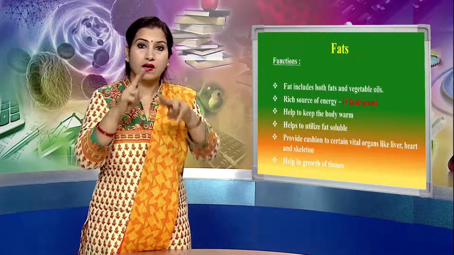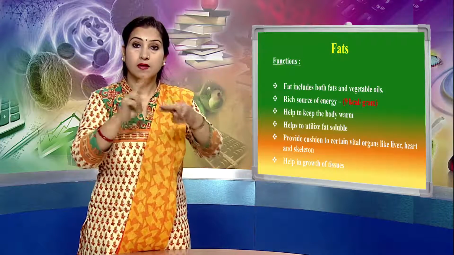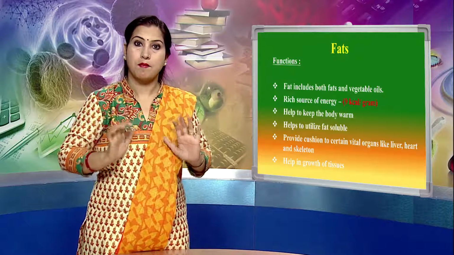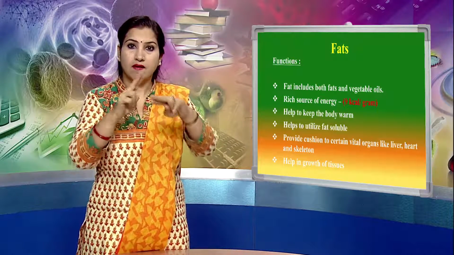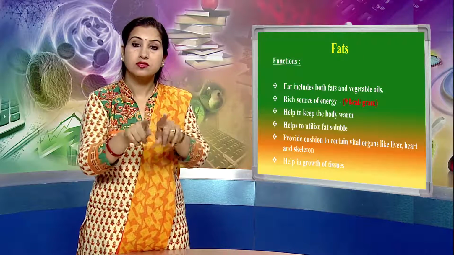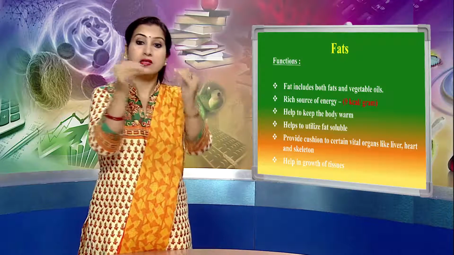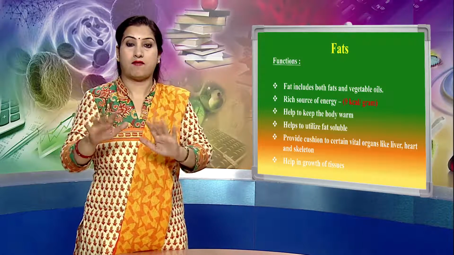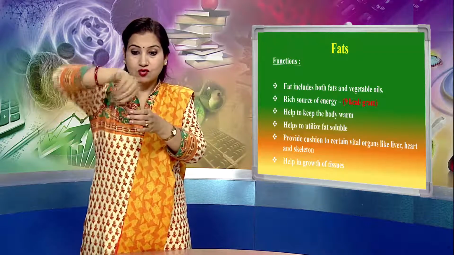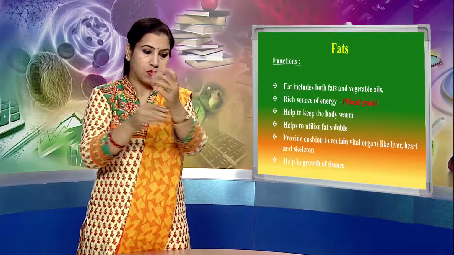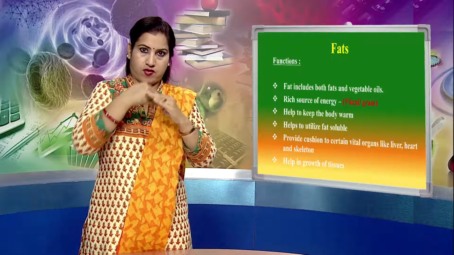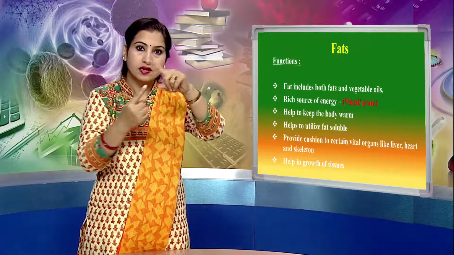Now we will talk about fats. Fat includes both fats and vegetable oils. It's a rich source of energy, like 9 kilocalorie per gram, helps to keep the body warm, helps to utilize fat soluble vitamins, provides cushion to certain vital organs like liver, heart and skeleton, and also helps in growth of tissues.